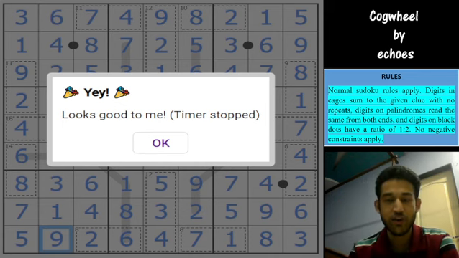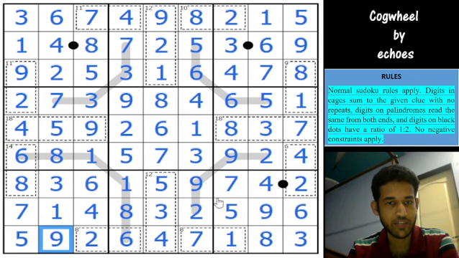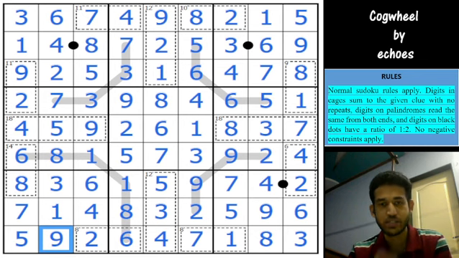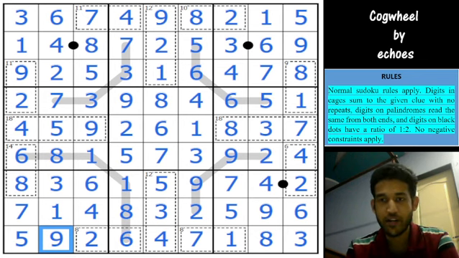A really excellent solve. The start logic was utterly awesome, utterly delightful. We had lots of things to see in the Sudoku. It was not such an easy one, but definitely not too hard either. A really fun Sudoku by Echoes, thank you to the author for creating this Sudoku.